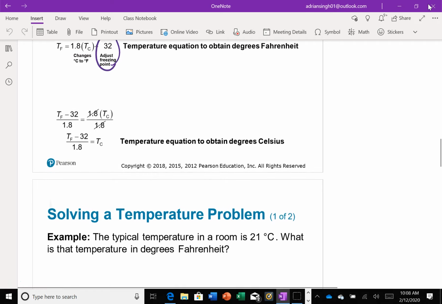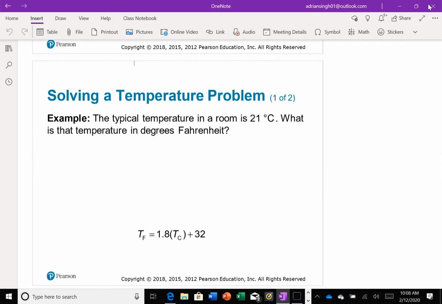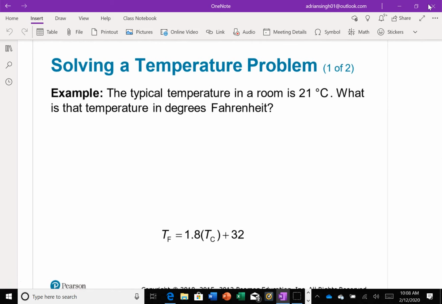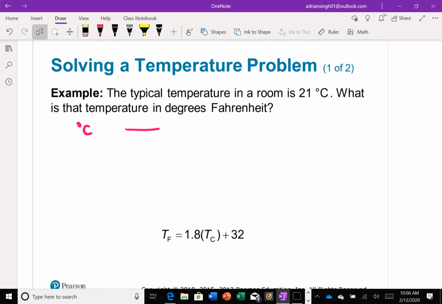All right, so let's take a look at an example just to get us back up to speed. It says the typical temperature in a room like this one is about 21 degrees Celsius. What is that temperature in degrees Fahrenheit? So here we want to go from degrees Celsius to degrees Fahrenheit. So we're going to use the relevant relationship, which is this equation down here, and all we need to do, if we're provided with a degree Celsius, is stick it into our equation.